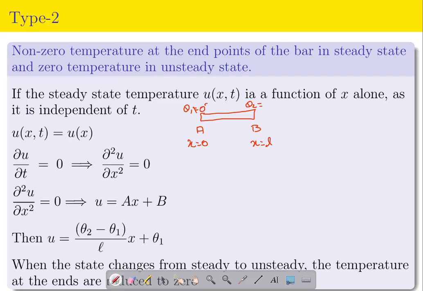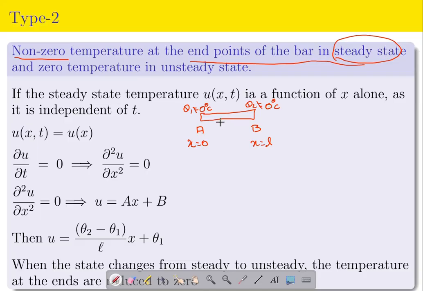So theta 1 is non-zero degree Celsius, and theta 2 is also non-zero degree Celsius. Both the ends are non-zero. That is given: non-zero temperature at the end points of the bar in steady state. The most important term here is steady state. Steady state is nothing but independent of time.